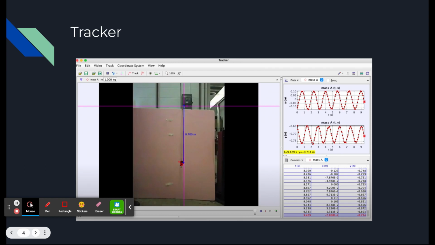So here's what my Tracker data looked like. As you can see, I set up the axes so that the origin is at the point that the spring is fixed to, and then I set the calibration stick to be 0.7 meters because that was the given length of the spring, or the string. And on the side, you can see the values that I got by tracking the position.